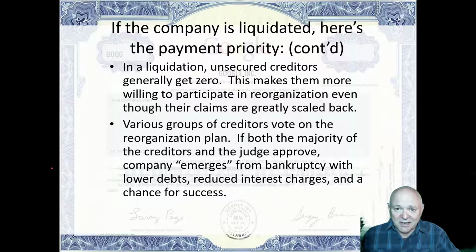So perhaps they'll make accommodations like agreeing to transfer some of their claim into increased equity perhaps in the business. Perhaps one of the suppliers will agree to take over the business in order to save their claim. At some point, the groups of creditors will vote on a reorganization plan, and if the majority of the creditors agree and the judge approves, the company may return from that bankruptcy protection with lower debts, reduced interest charges, and some chance of success.